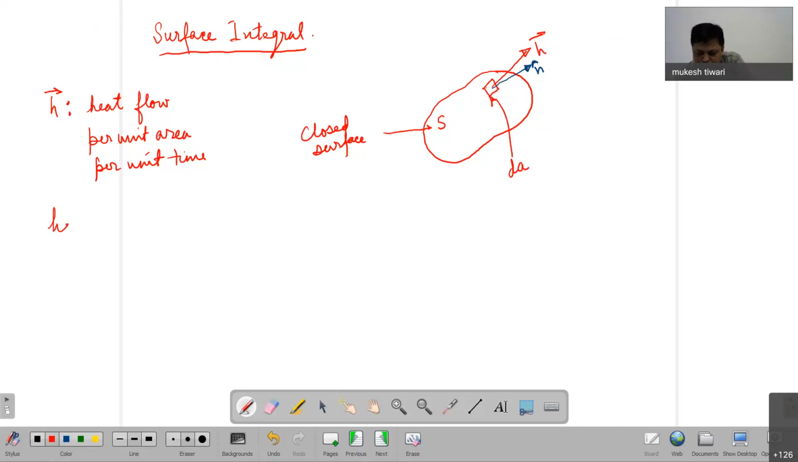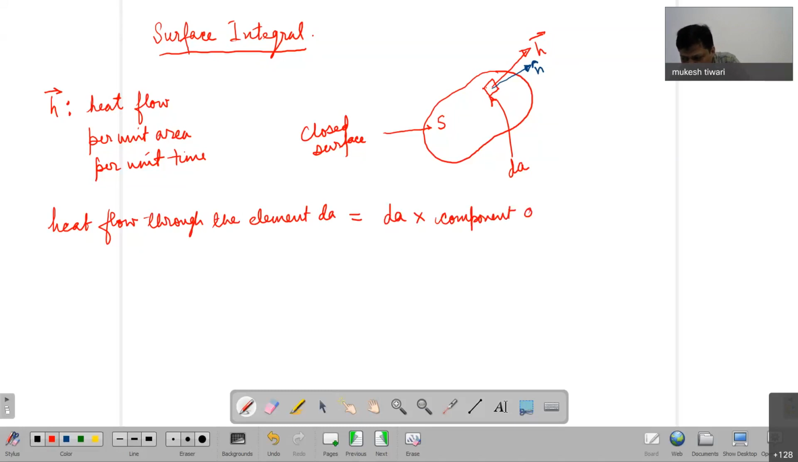So heat flow through this element will be equal to the area times the component of this vector field perpendicular to the area element, implying it is along the direction of the normal to the area element.